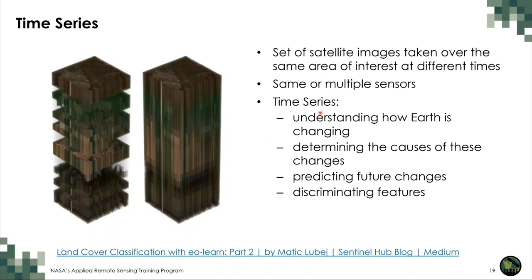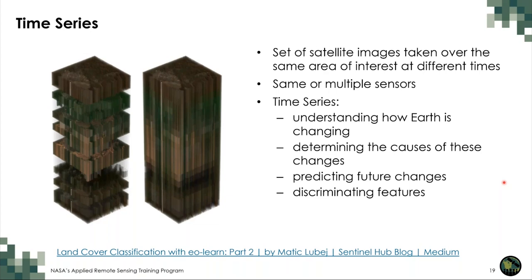And time series enable us to understand how Earth is changing. They enable us to determine what causes the changes and predict the future changes, or what will happen according to what has happened in the past. In addition to that, time series enable us to discriminate features. There are certain features on the ground that we can only discriminate by time series analysis.